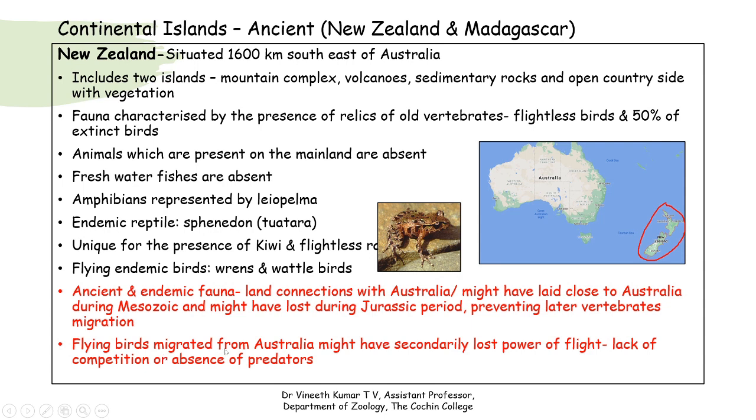The flying birds that migrated from Australia might have secondarily lost the power of flight, because when they move on to a new land where there is no competition, there is an absence of predators, and there is much food, there are no competitors and no predators. As a result, after many generations, they might have lost the ability to fly. That is a hypothetical reason for why New Zealand has many endemic flightless birds when compared to Australia. So this is about the ancient continental island, which is New Zealand.